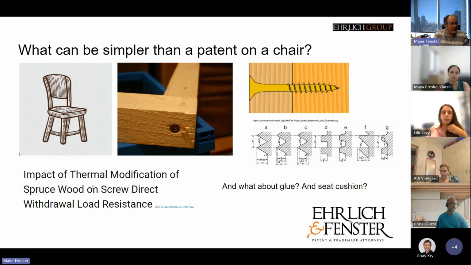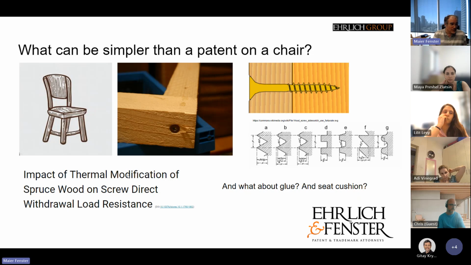maybe you also have to write a patent on how the pieces of wood are connected together. Maybe you also have to talk about the details of how the threads hold one piece of wood and the head provides compression with the other piece of wood. Maybe you need to talk about the shape of the threads of the screw. And look at this, there's an article about thermal treatment of the wood and how it affects the screw connection.